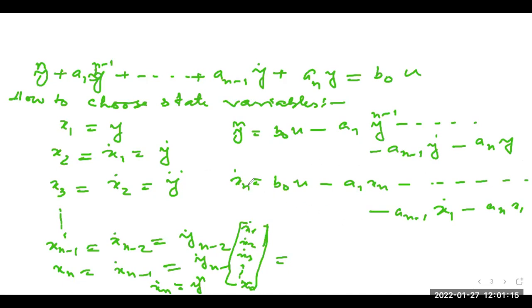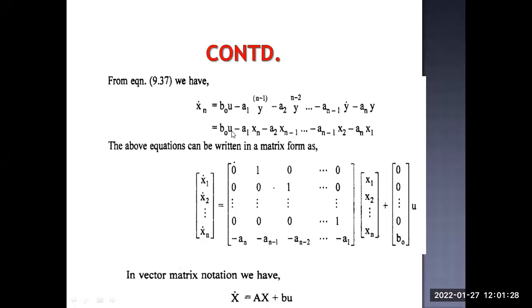Okay. Have you copied this, xn dot equal to b0u minus a1 xn? So you see, whatever we have done here, b0u minus a1 xn minus a2 xn minus 1, minus a n minus 1 x2, minus a n x1. Okay.